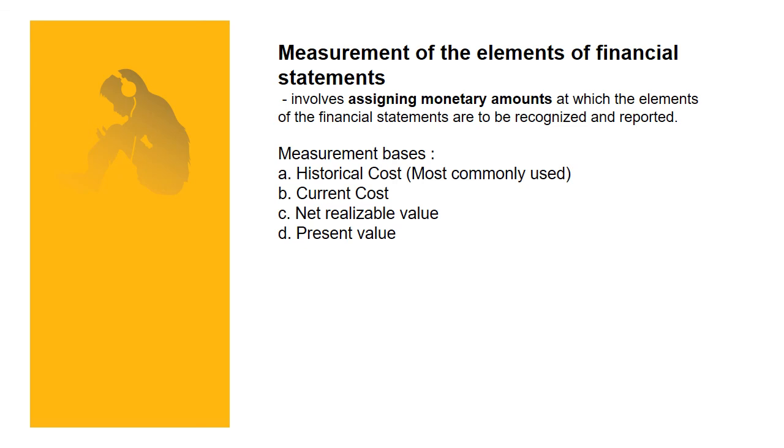Yung letter D naman, the present value. Usually, liabilities use present value as the measurement basis. This is the discounted value, meaning yung future economic benefits or your future economic outflow from the entity or to the entity, outflow or inflow to or from the entity. So, present value, yun, i-discount yun. That is the present value. Present value is the future net cash flows discounted. Discounted value of the future net cash flows.